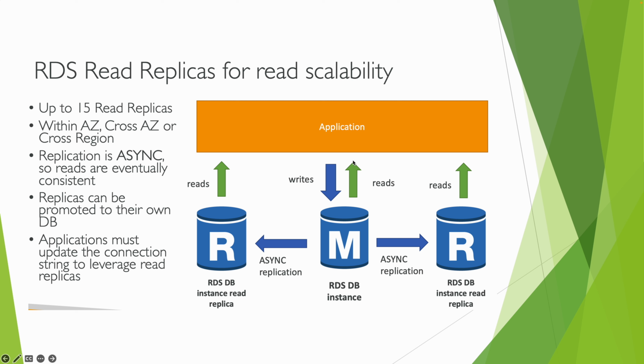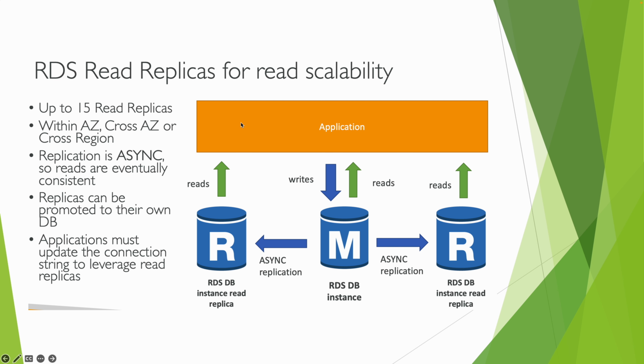So my application is getting too many reads, and my CPU is getting too high. What I can do is create another replica for these reads. This R is a read replica. When you create a read replica, it takes a copy of your master instance and creates another instance. Similarly, you can create another. You can create up to 15 read replicas. Here we created two read replicas.